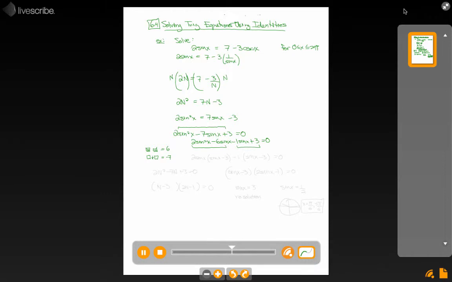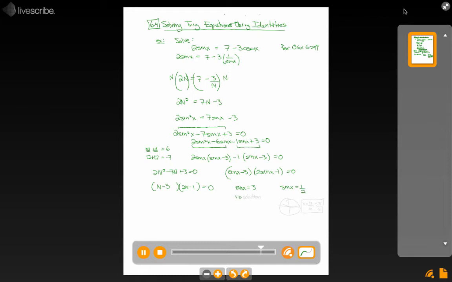Factor them 2 by 2, and I've got 2 sine x times sine x minus 3 minus 1 times sine x minus 3. You could have paralleled this question again by just saying 2n squared minus 7n plus 3 equals 0, and you would end up with the factors that we're getting here, which would be n minus 3 times 2n minus 1. Here we're going to get sine x minus 3 times 2 sine x minus 1 equals 0. That leads me to two equations, sine x equals 3 or sine x equals 1 over 2.